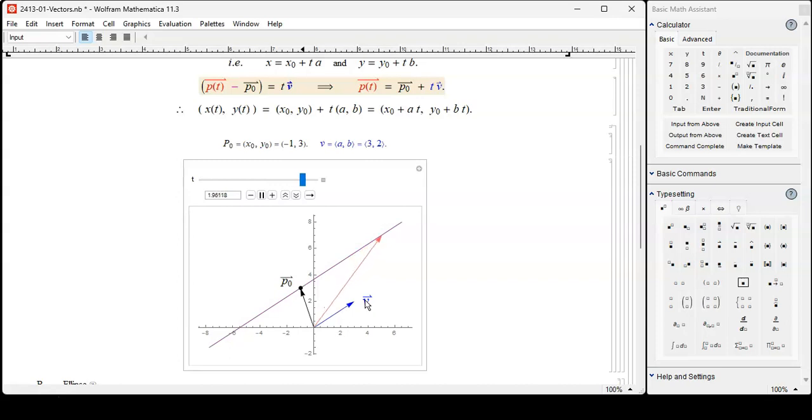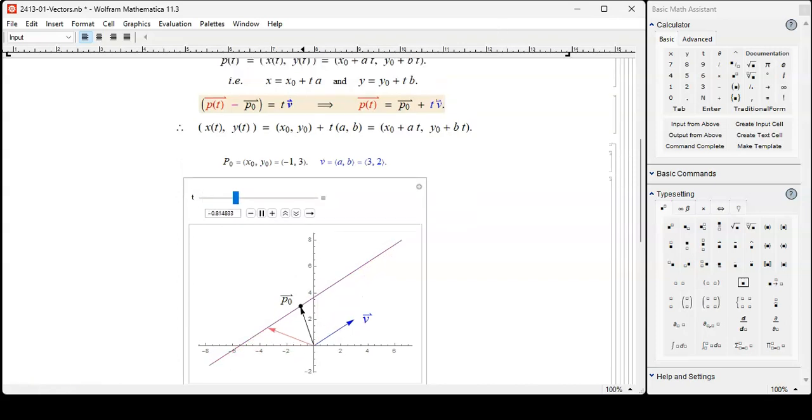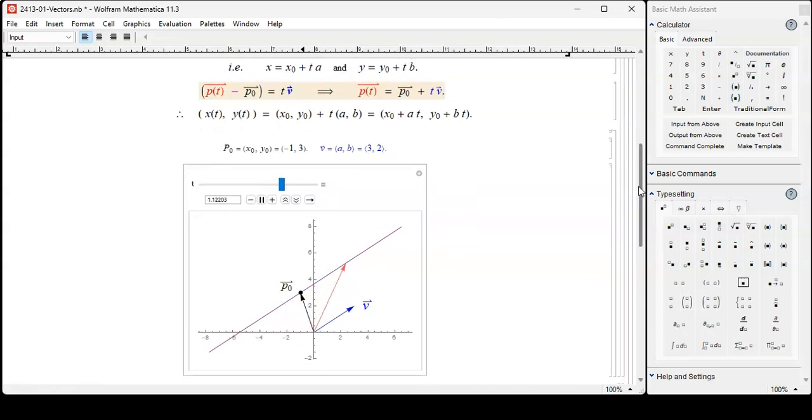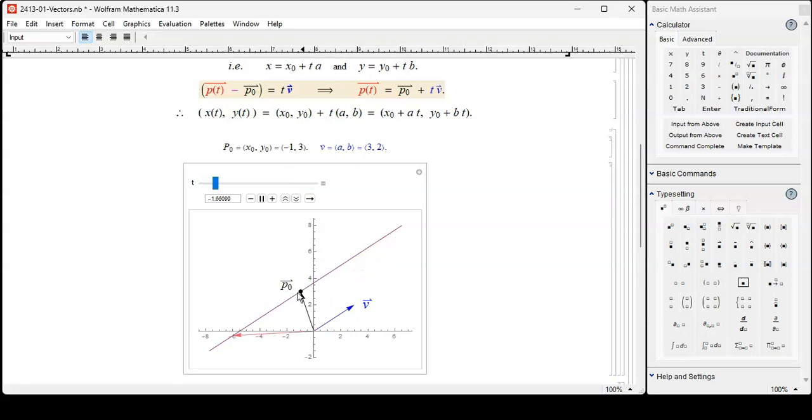V is this direction, times t, so parallel, so any time t. So t can be large, so it can go farther to the right, or t can be very close to 0, in that case, very close to this black point. If t is negative, you can go to the left. And then you can consider this as time t.